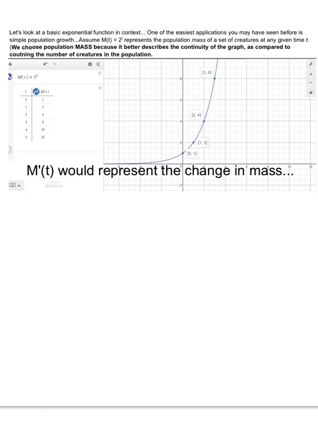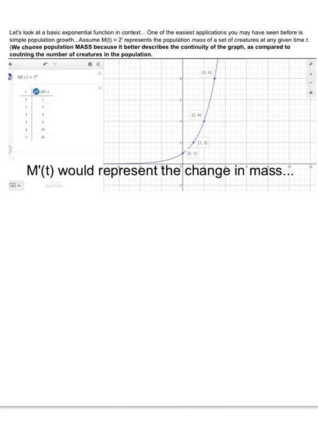So to get it started, we're going to look at a real-life application of this. I've just inserted the graph of 2 to the x, and we're going to pretend that this function, we're going to use t for time, 2 to the t will represent the population mass of just some animal that I made up at any given time t.